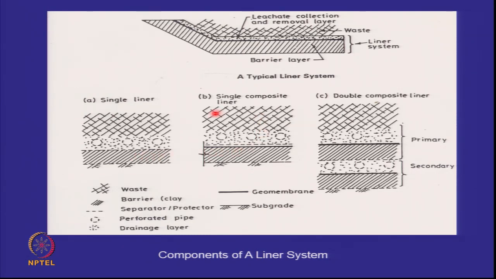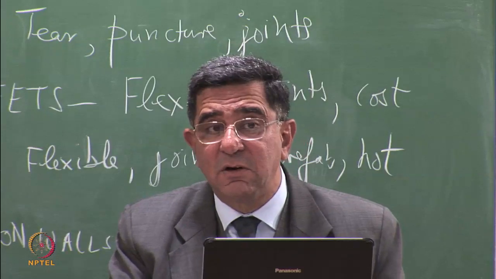The minimum requirement for municipal solid waste landfills is a single composite liner. There must be a geomembrane in close contact with the clay. And the minimum requirement of hazardous waste landfills is a double composite liner. Please distinguish between double liner and double composite liner.